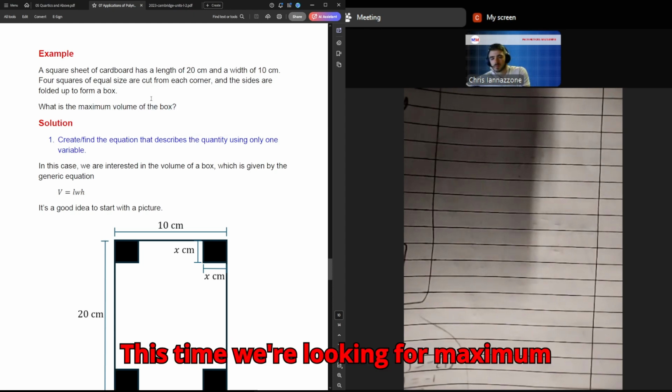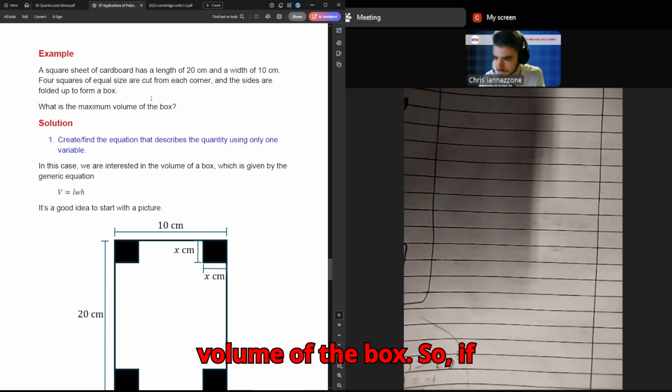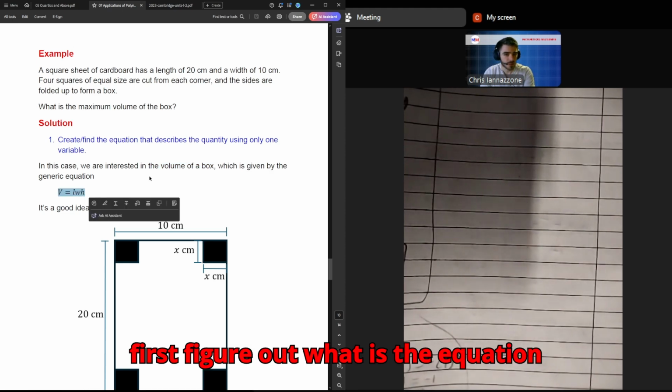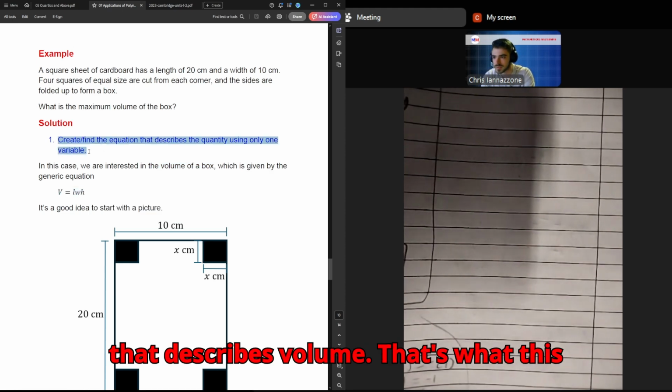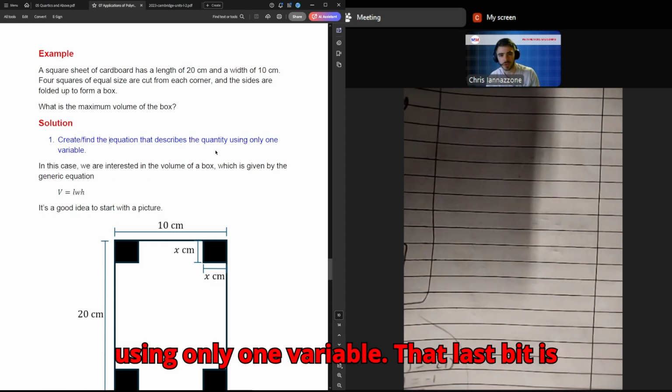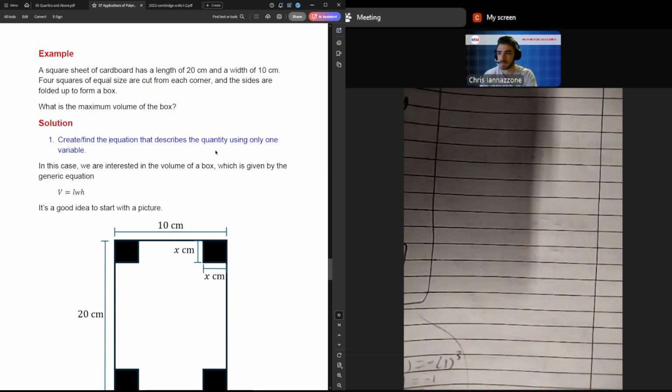This time we're looking for maximum volume of the box. So if we're interested in the volume, we should first figure out what is the equation that describes volume. That's what this first step is: create or find the equation that describes the quantity using only one variable. That last bit is important. We'll look at what that means.